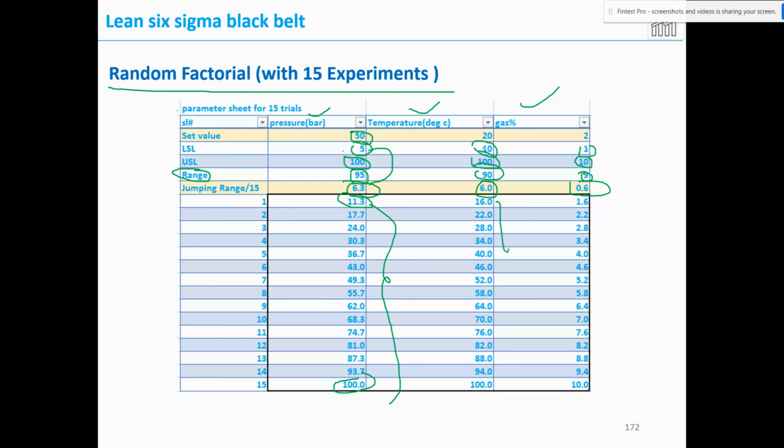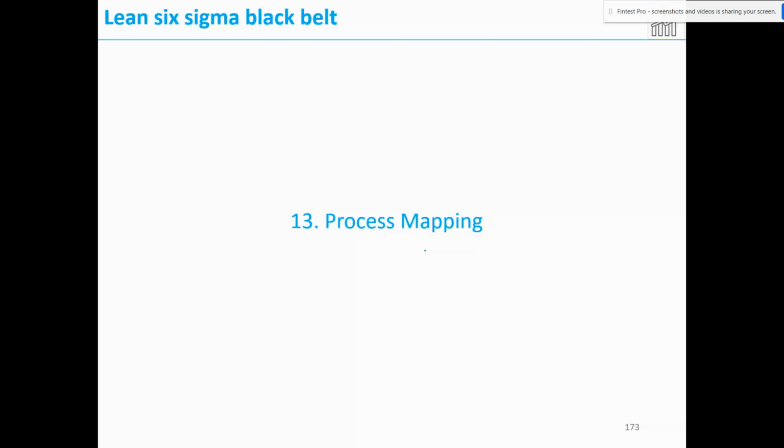In the same way, you will get all the combinations in the 15 experiments. Now, if you run this, somewhere you will find a good result. With a little bit of varying, you can optimize the output. So this is a random factorial example. Next we will be seeing process mapping.